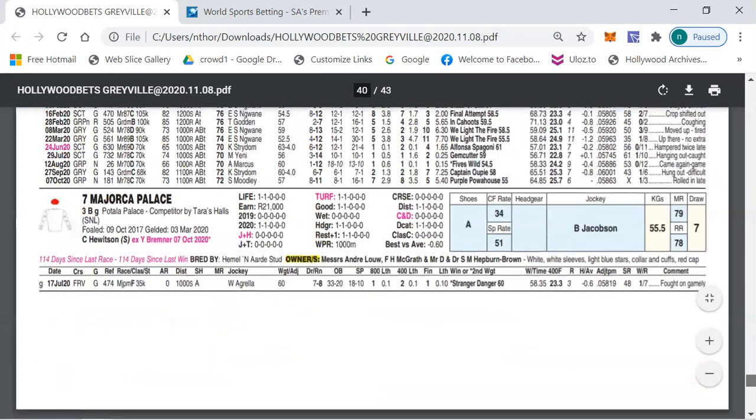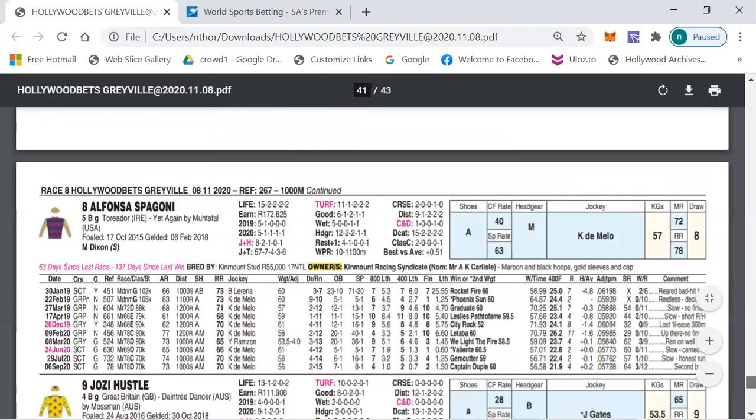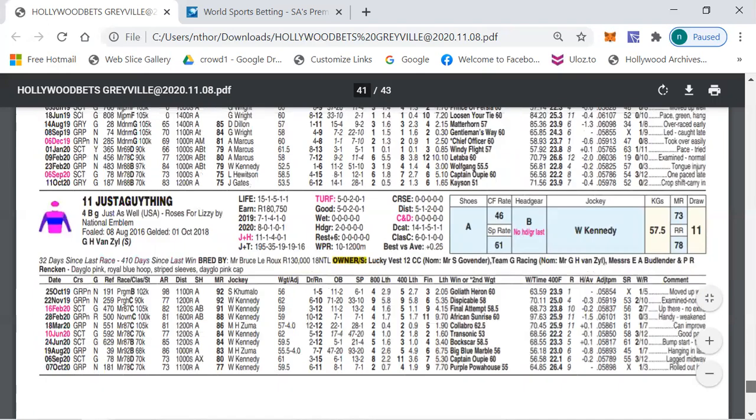My other outsider selection is number 7, Mallorca Place. This horse is only one and PE, but I like the breeding and also the not too bad run beating Stranger Danger. There's also a 20-1 shot not to leave out of your calculations. All in all, a very open race. Alfonso Spigoni last time ran second behind Captain Opie. If Captain Opie does win today, this will enhance his chances, so definitely include him in all your play.